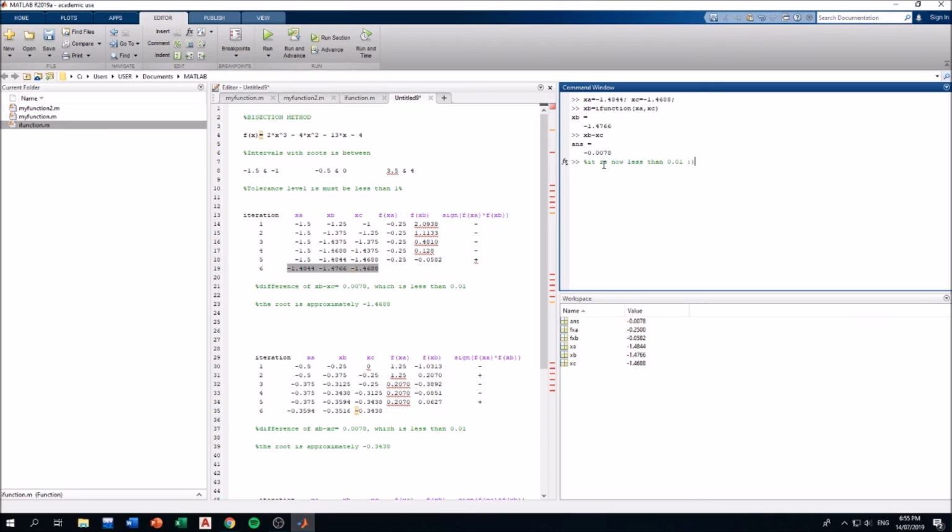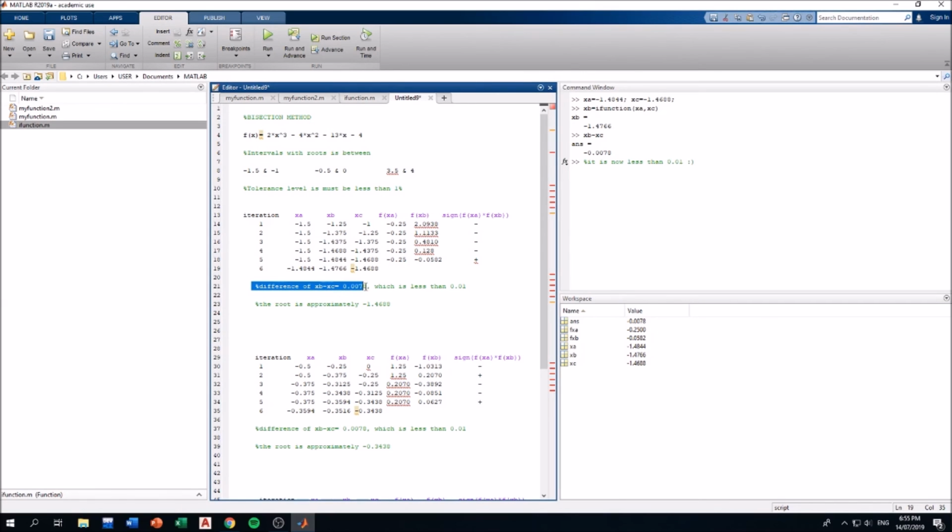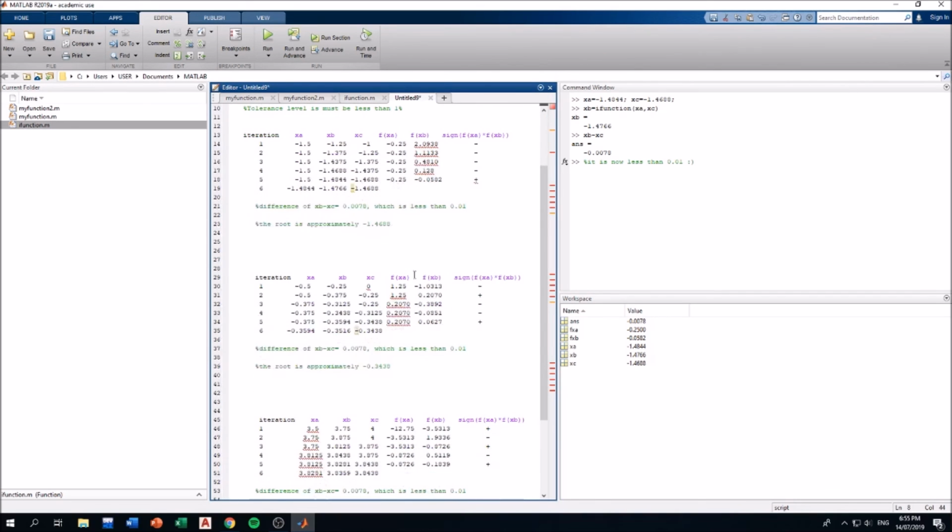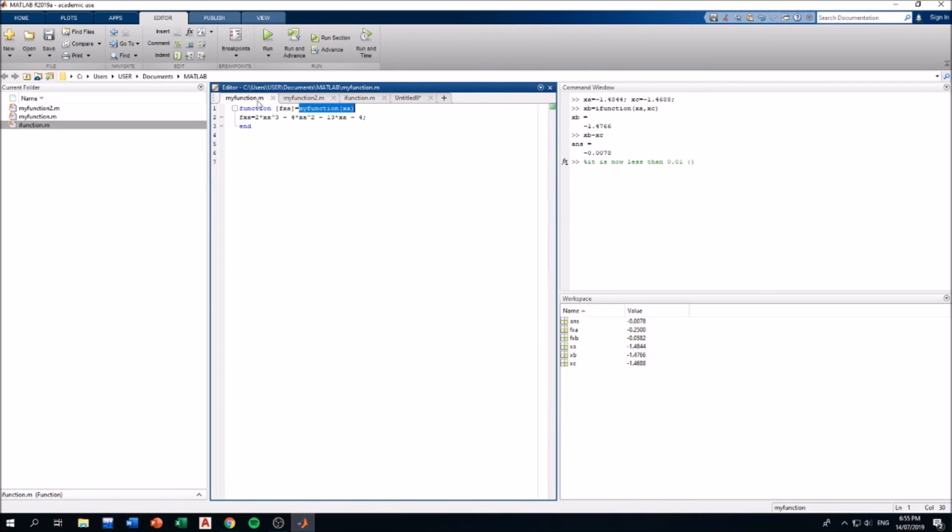So the approximate value will now be the difference of x sub b minus x sub c. The root is approximately negative 1.4688. And then we find the other roots using the other iteration between roots using the formulas there and there.